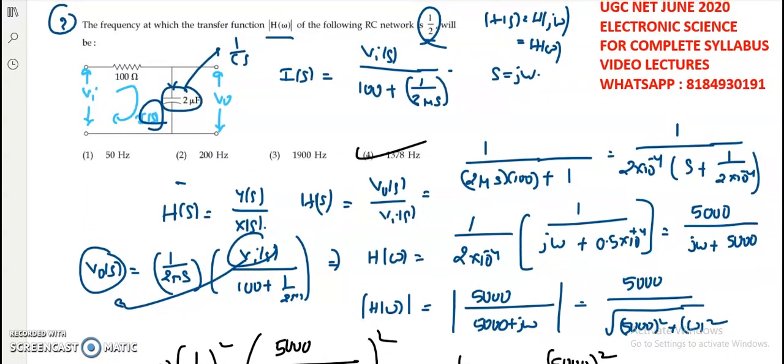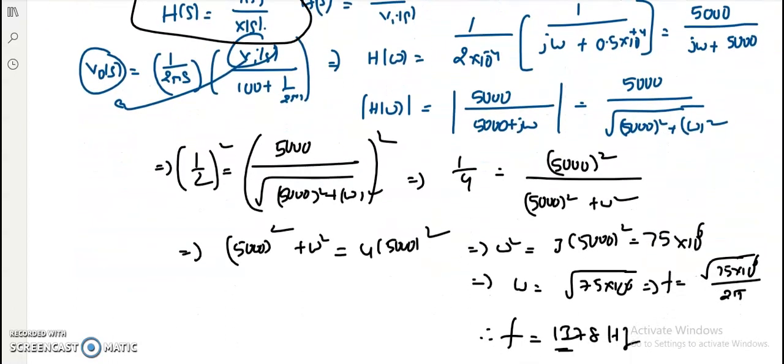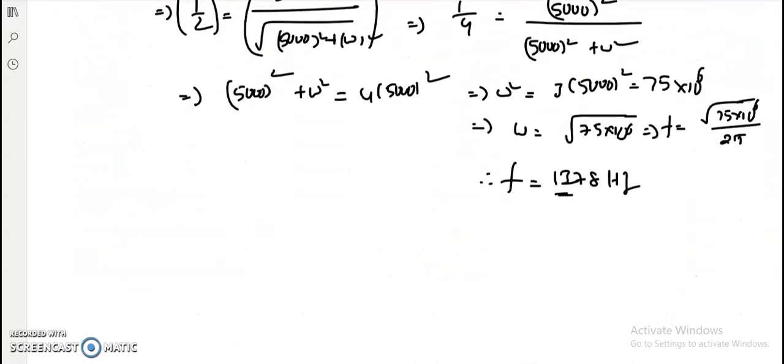To solve this question, you have to know the concept of the transfer function, and then you have to know the KVL. With both these two concepts, you can solve this problem. And next we will see the third question.